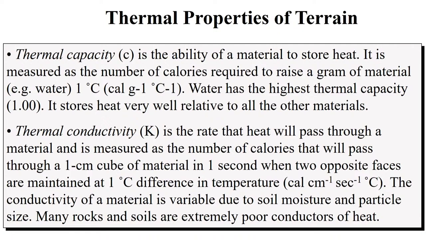Now the second thermal property of the terrain is thermal conductivity. This is generally represented by K. Thermal conductivity is the rate at which heat will pass through a material and is measured as the number of calories that will pass through a centimeter cube of material in 1 second when two opposite faces are maintained at a 1 degree centigrade difference in temperature. The conductivity of a material is variable due to soil moisture and particle size. Many rocks and soils are extremely poor conductors of heat.